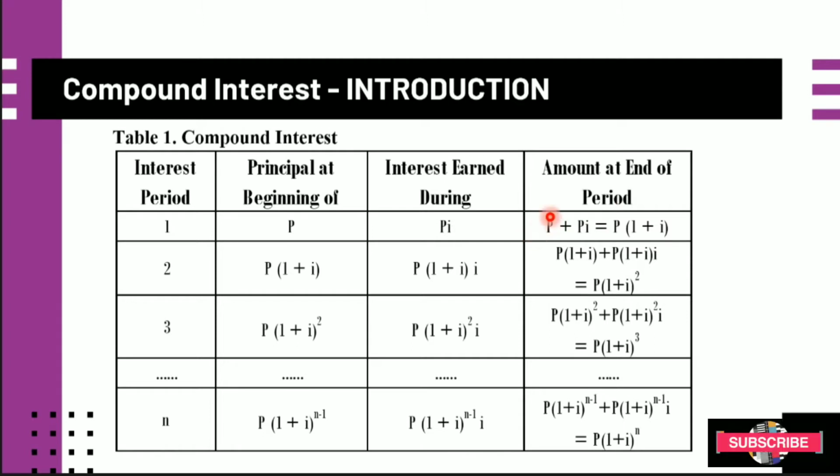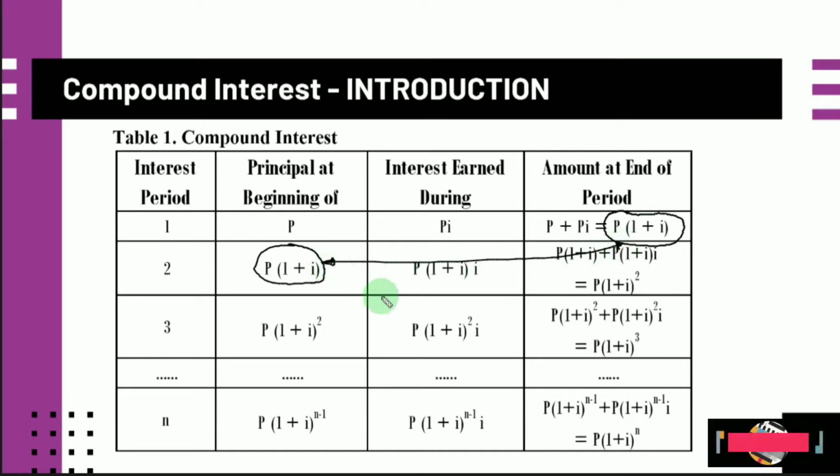So your principal plus the interest earned during period 1, so this is P plus PI. We extract the P, so it becomes P(1 plus I). Okay, and take note of this one: our principal in our second year is this one. So they are related now.